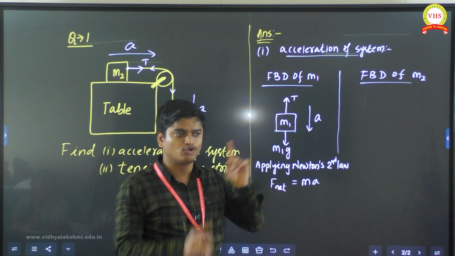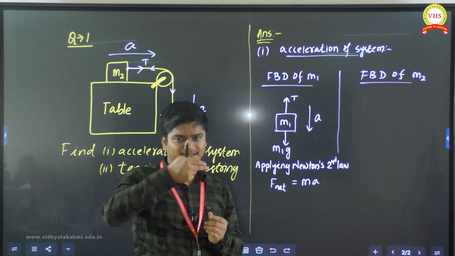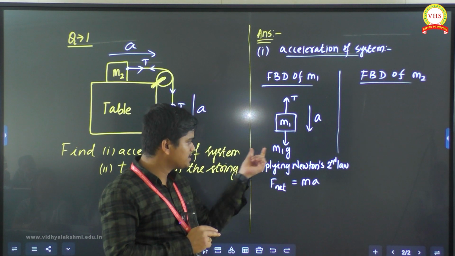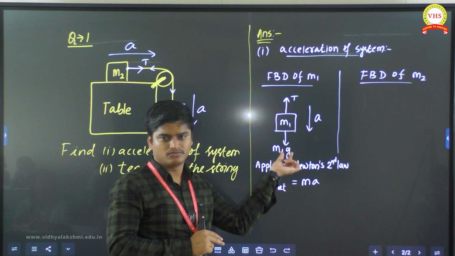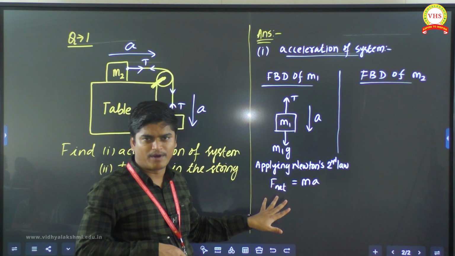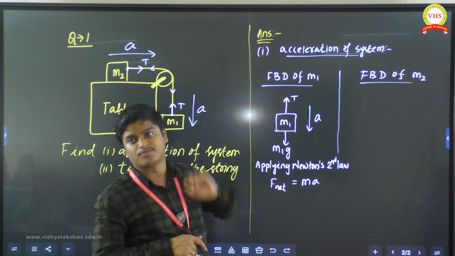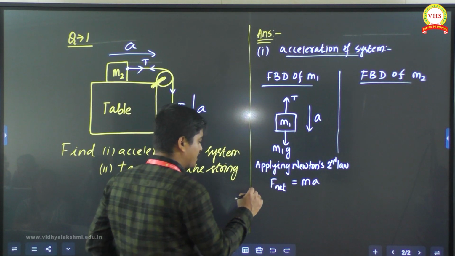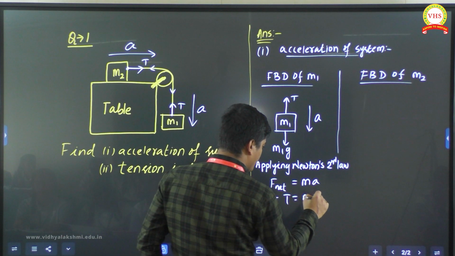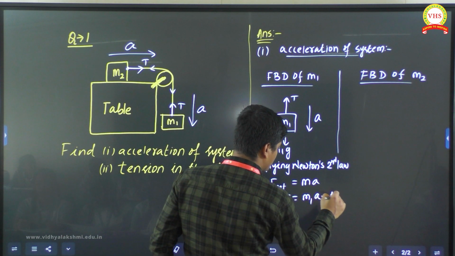See, on one object two forces are acting. One is upward, another is downward. But the total system is moving downward. That means this force has the greater value. The downward force has the greater value. That's why the system is moving downward. So if you want to find the net force, it is greater force minus smaller force. So do it like this: M1g minus T equals M1a. Now give this equation 1.